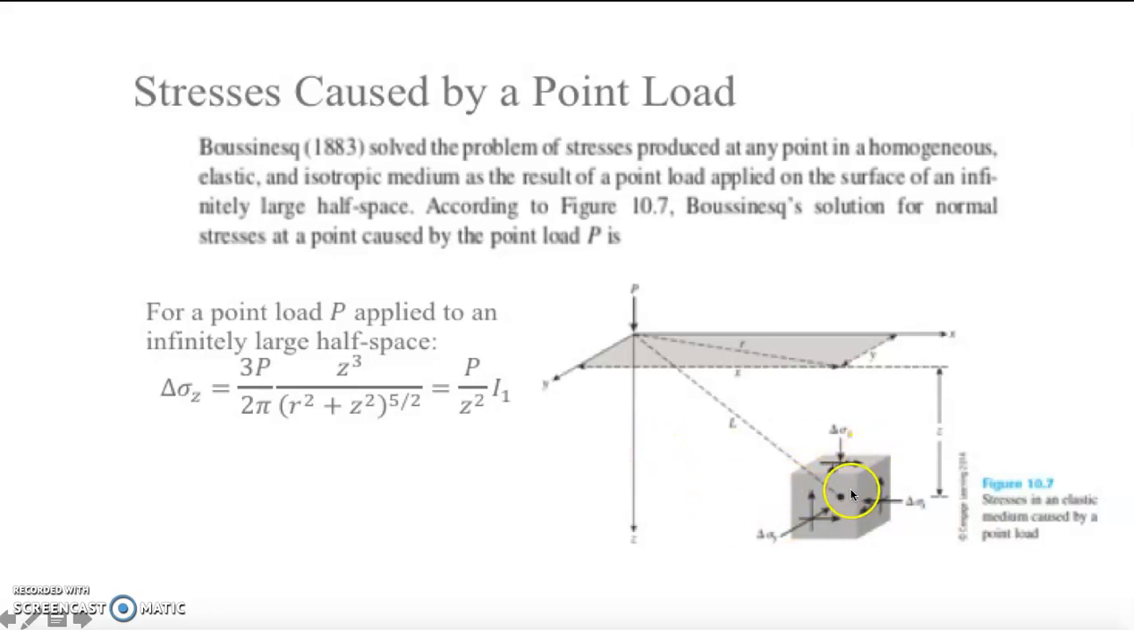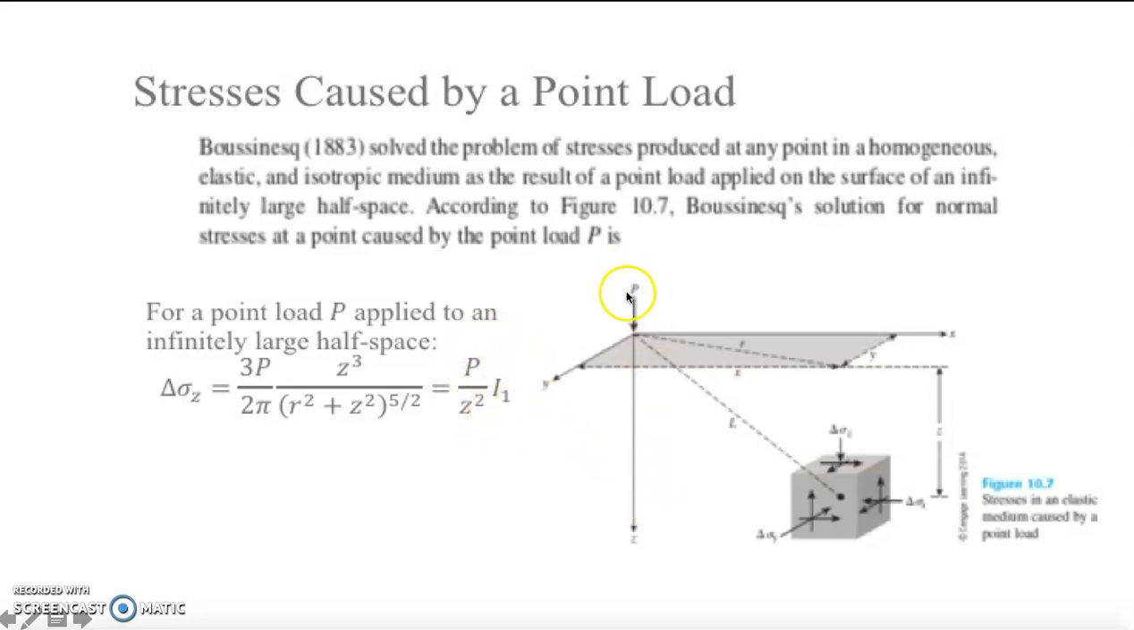So for this one, we have the stress caused by a point load at this point, which would be equal to 3P over 2π, z cubed over the quantity r squared plus z squared raised to 5/2, or that can be specified as P over z squared times I sub 1.